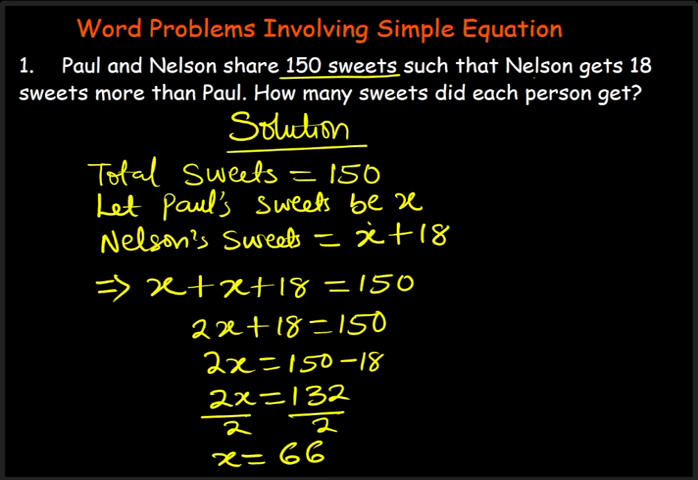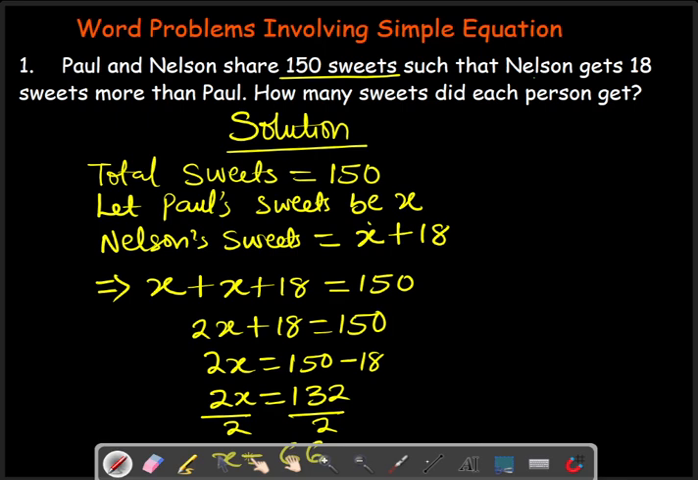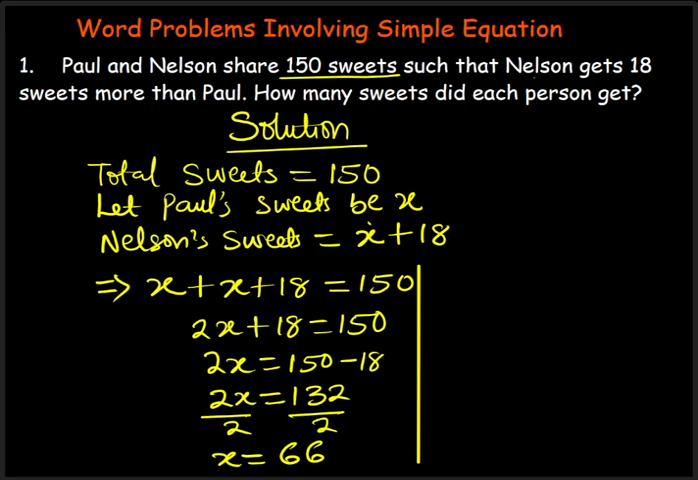Okay. So when we are done with that, we need to come back and look at the question. What are we asked to find? That's very important. What are we asked to find? Right, so we are to find the number of sweets for each person. Okay, so let's start with Paul.